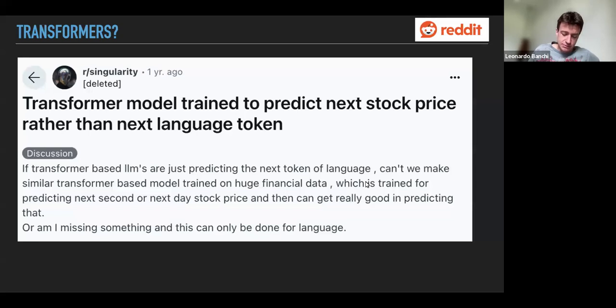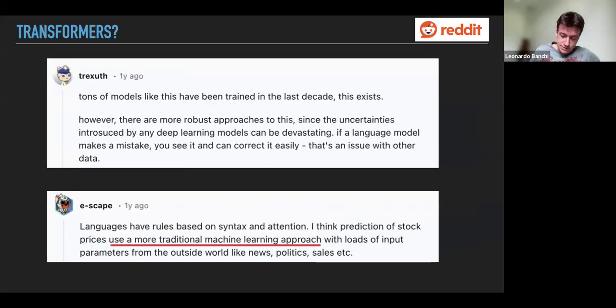I don't have a background in finance, so I asked myself the same question and I Googled it, and Google sent me to this discussion over Reddit. According to the answers in Reddit, there were a few answers, but you might find here a few selected ones. If you read the second one, they say that languages have rules based on syntax and attention. And I think the prediction of the stock price uses a more traditional machine learning approach with lots of input parameters from the outside world, like news, politics, and so forth. There was also the other thing that they say that there are more robust approaches to this, since the uncertainties introduced by any deep learning model can be devastating. Now, this is, of course, just some two random guys over Reddit. They don't even have the real names, so can we trust them?